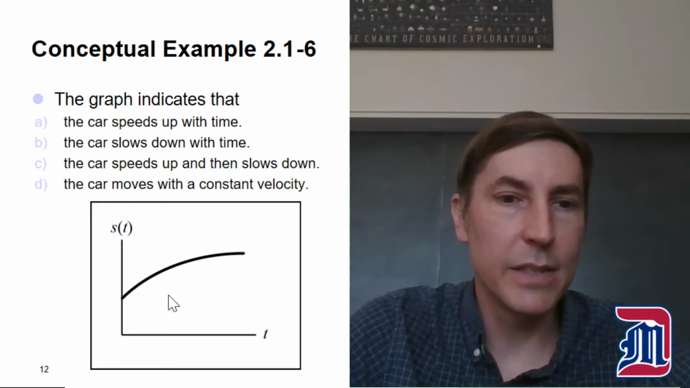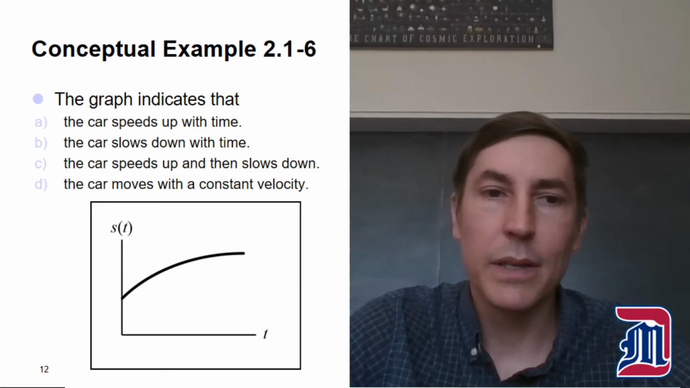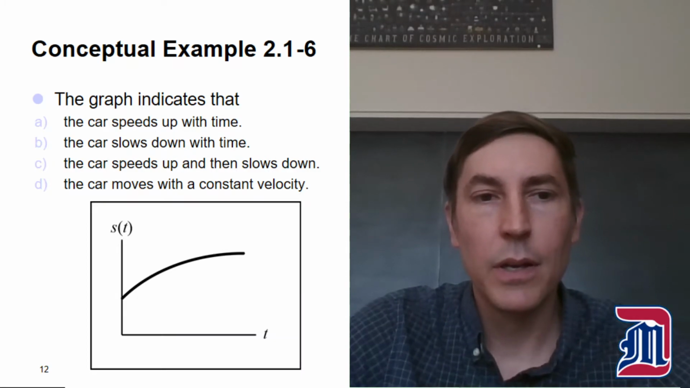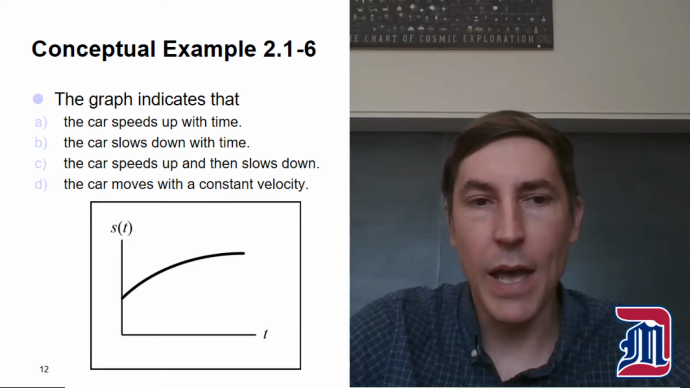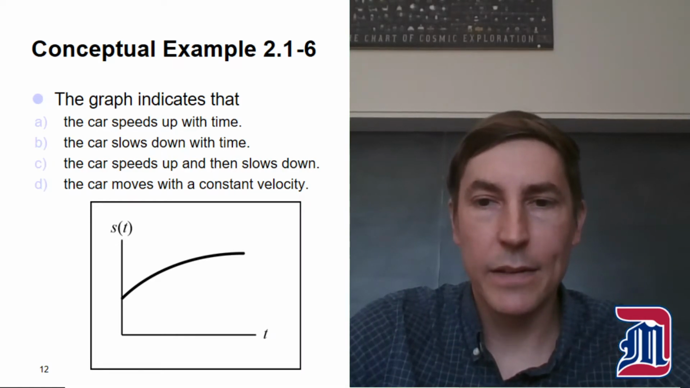The question is, looking at that graph, is it A, our car is speeding up? Is it B, slowing down? Is it C, does it speed up and then slow down? Or D, does it move with constant velocity? Go ahead and try to think about that for a second.